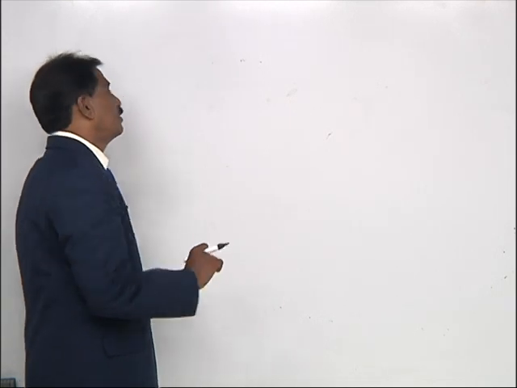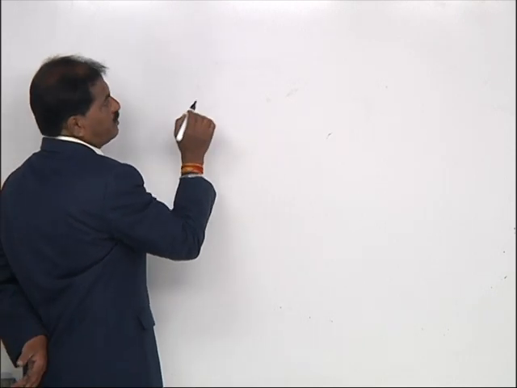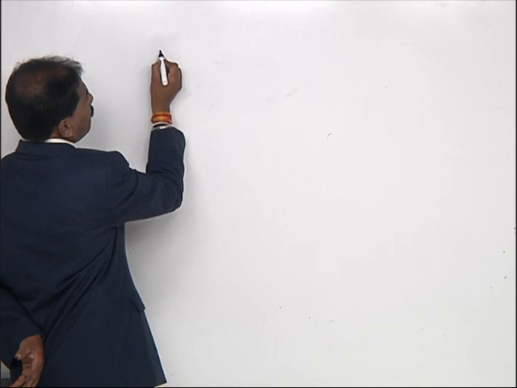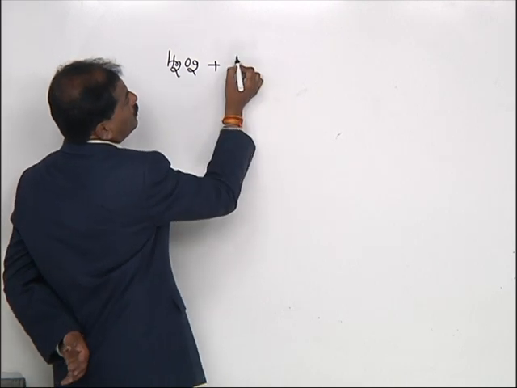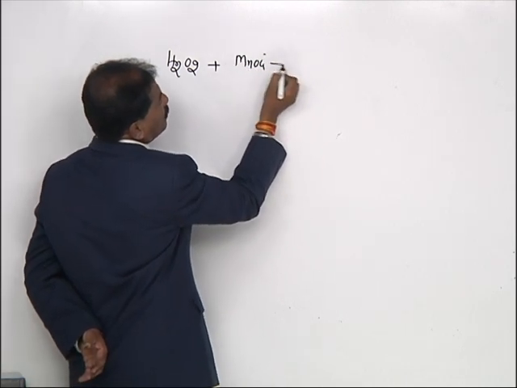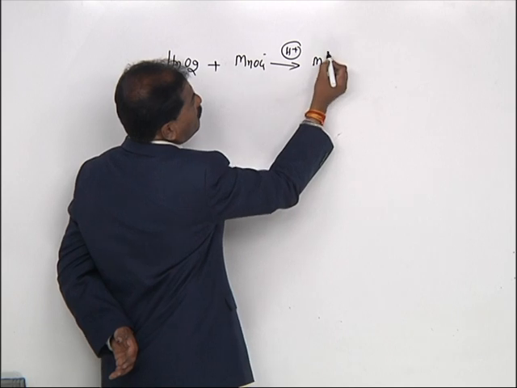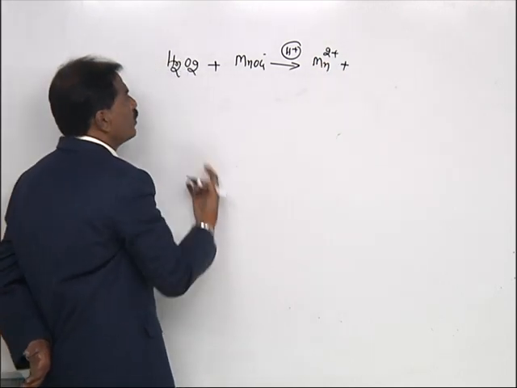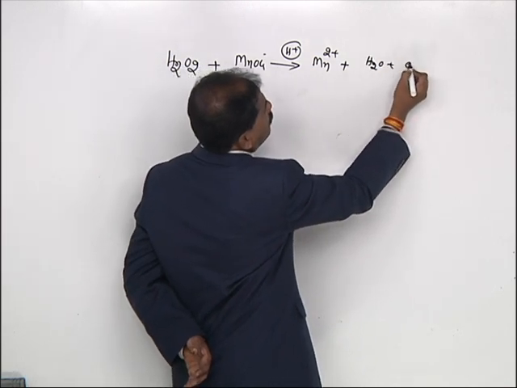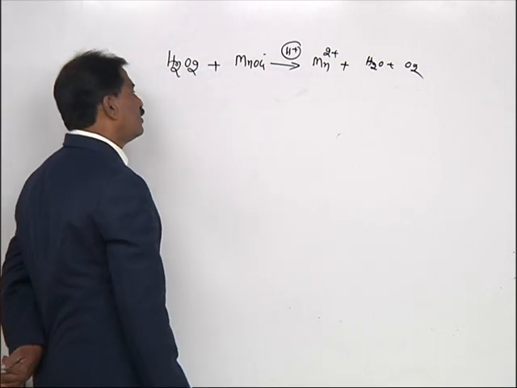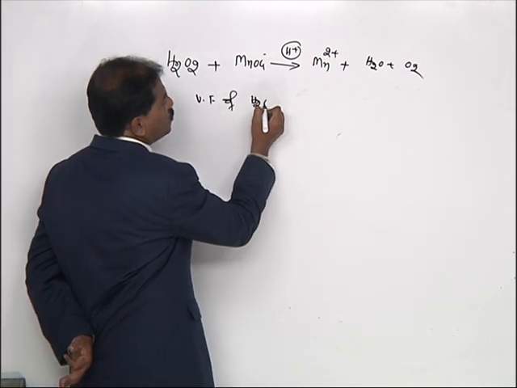Next, another well-known example in the redox reactions is the reaction between hydrogen peroxide and permanganate. If the reaction takes place in acidic medium, this permanganate will be reduced to Mn2+. H2O2 will be oxidized to water and oxygen. So in all redox reactions, the valence factor of hydrogen peroxide, the valence factor of H2O2, is always 2.